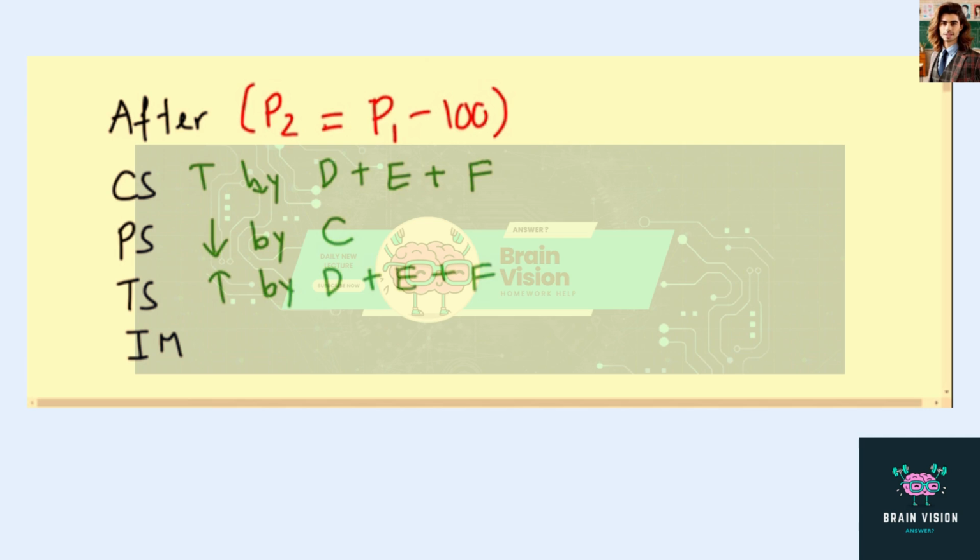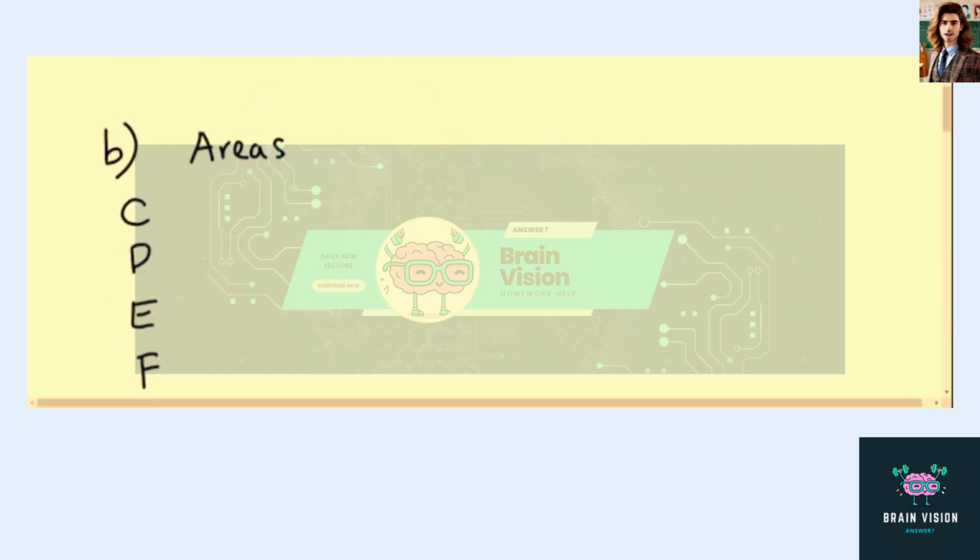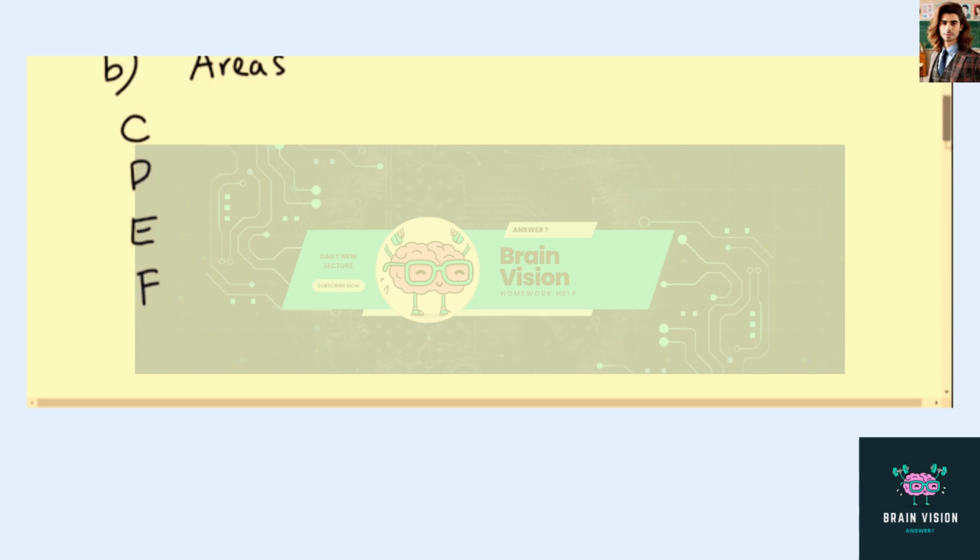Okay, so consumer surplus must increase by the sum of C to F. Therefore, we have total surplus increased by D plus E plus F. Area C cancels out. The amount of imports rises to IM sub 2. Part B.